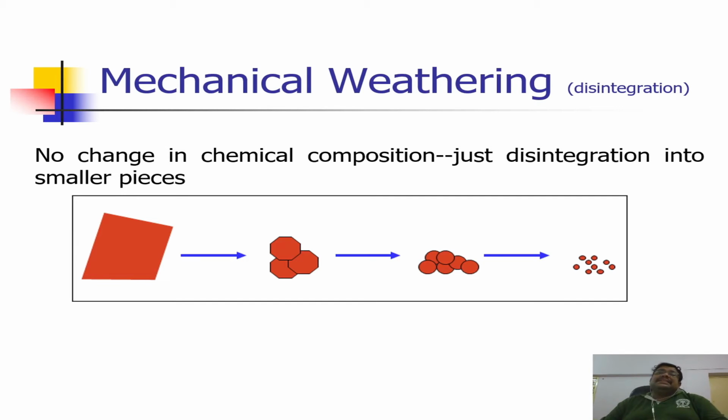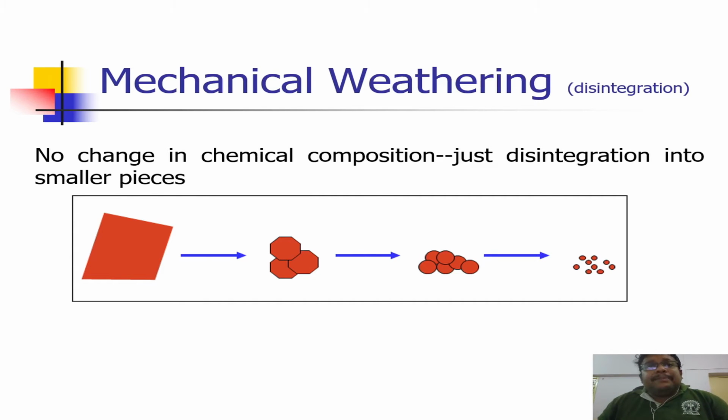Now, as the name suggests, physical weathering is also known as mechanical weathering because there are no chemical changes. It is also known as disintegration. The basic idea behind physical weathering is the reduction of size. Here you cannot see any chemical composition change, just disintegration into smaller pieces.